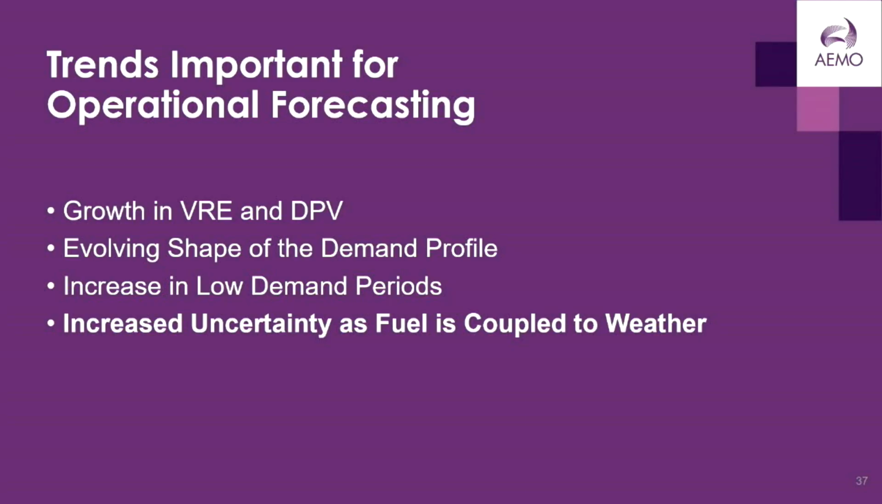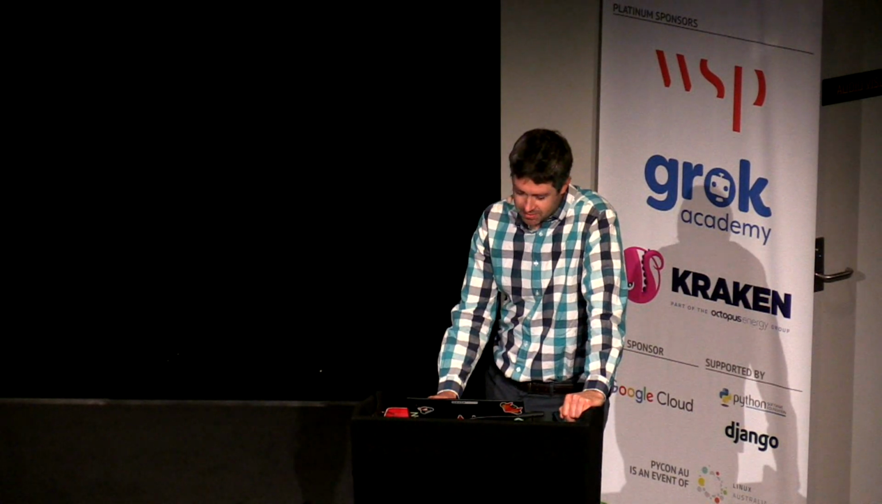So there are some important trends that are affecting us. One is the growth in VRE and DPV, which Peter mentioned. But there's also the change in shape of the generation profile over the day, which we'll touch on shortly. But probably the most important is the increased uncertainty we face as we couple our fuel source to chaotic weather systems.